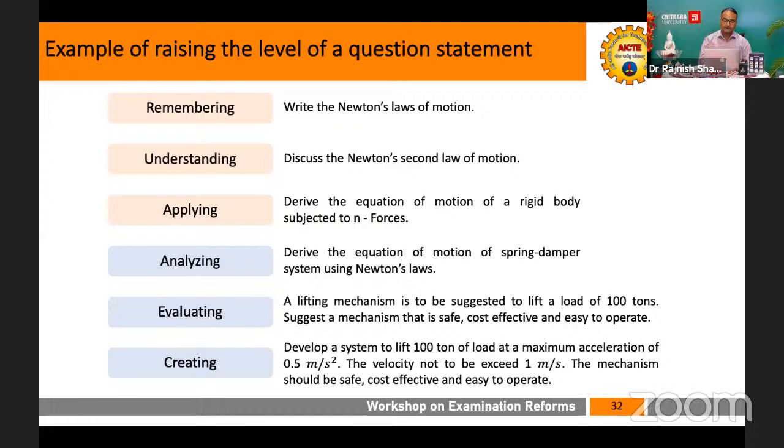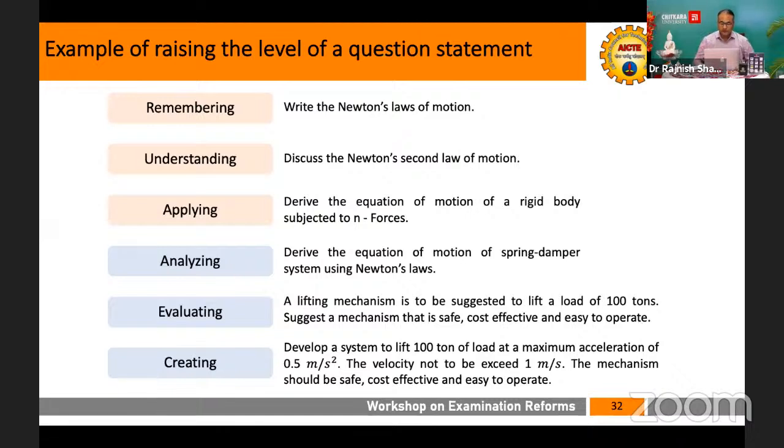So it is applying. Derive the equation of motion of a spring damper using Newton's laws. It is analyzing: he has to analyze a real life scenario and then derive this equation, typically the analyzing level of Bloom's taxonomy. Now, a Newton's laws of motion question can be taken to the evaluating level also. How? A lifting mechanism is to be suggested to lift a load of 100 tons. Suggest a mechanism that is safe, cost effective, and easy to operate.